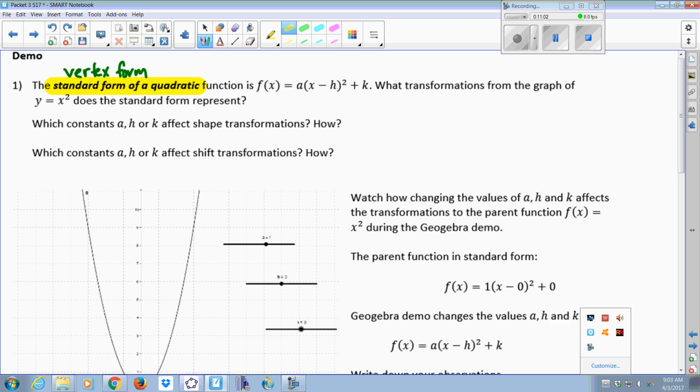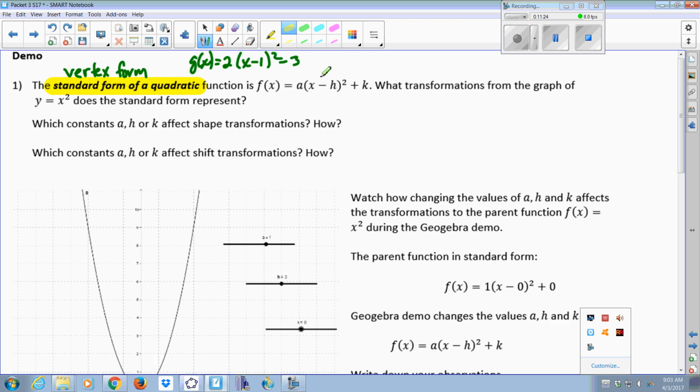Why do you think I like to think of this as the vertex form? The one we just looked at looked like this, 2 times the quantity x minus 1 squared minus 3. Why do you think I like to call this the vertex form instead of the standard form? I can pluck the vertex right out of it, right?